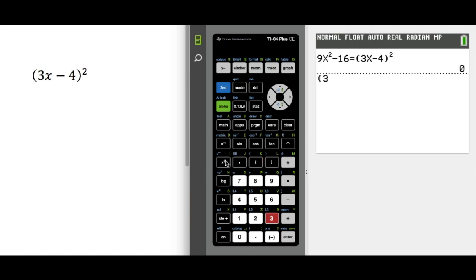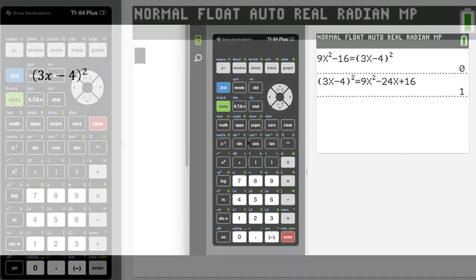Let's try it again using the correct one. So here's my 3x minus 4, and we'll square that. And this time we're going to test it. Second test equals against the actual expansion. In this case it would be 9x squared minus 24x and then plus 16. And again, if this is correct, I should see a 1. If it's incorrect, then I see a 0. So this is correct. That means that I have expanded it correctly, and I can feel confident in my answer.